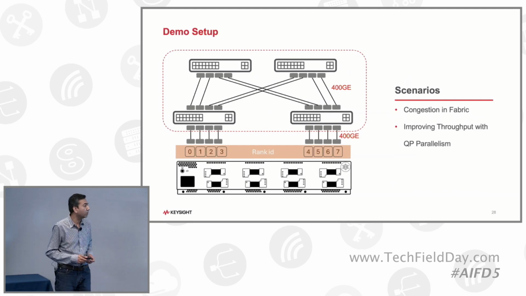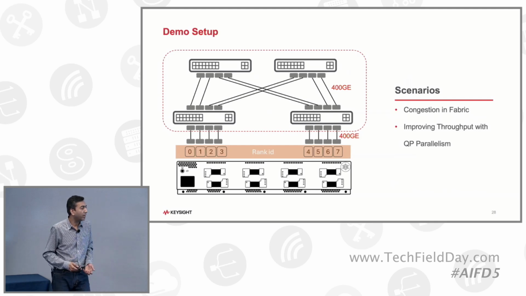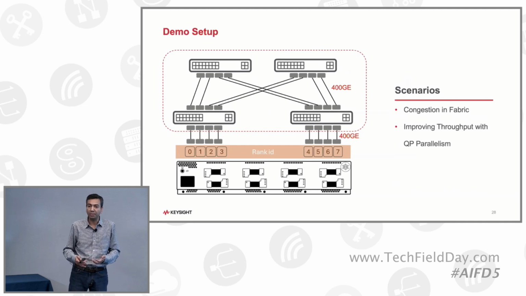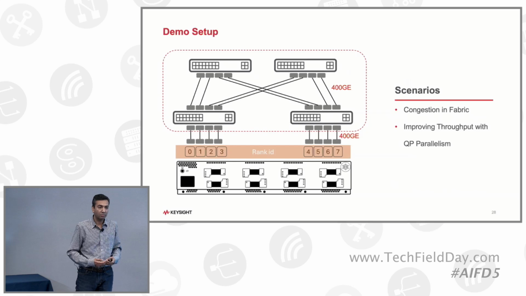The 2 scenarios we're going to look at are, first, congestion in the fabric. We're going to do an A versus B comparison and see how the fabric behaves under different configurations. And then we're going to look at how a network designer can improve throughput by using QP parallelism.